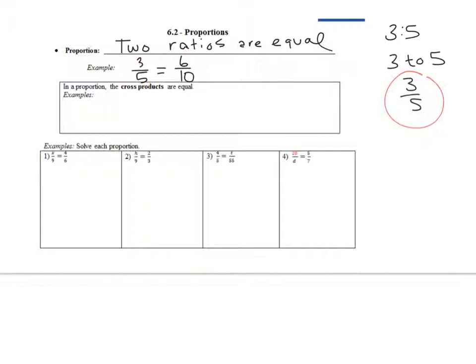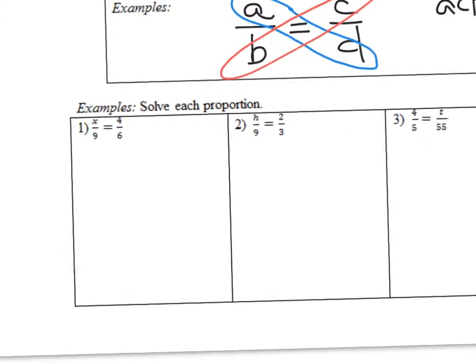So I'm going to rewrite this with letters. So if you had A divided by B equals C divided by D, across from each other, the products, so products means multiply, are equal. So A times D equals C times B. So we can use this to solve problems.